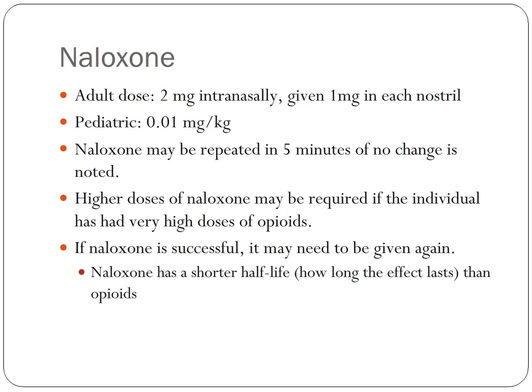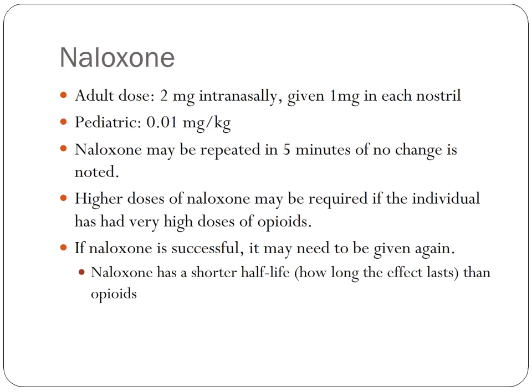The adult dose for intranasal naloxone is 2 milligrams, given 1 milligram in each nostril. It's important that you not give more than 1 milliliter in each nostril. And the naloxone that you'll likely be using will probably be supplied in 2 milligram pre-filled syringes, and those are 1 milligram per milliliter. So by giving 1 milliliter in each nostril, you'll be giving 2 milligrams total.